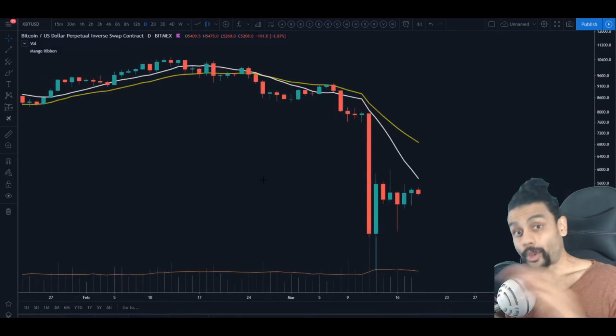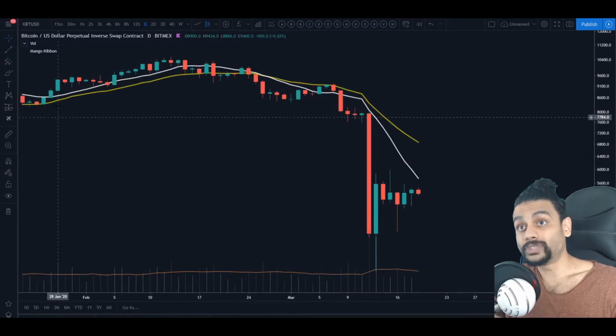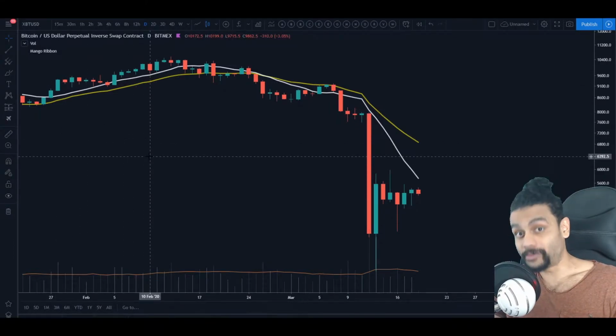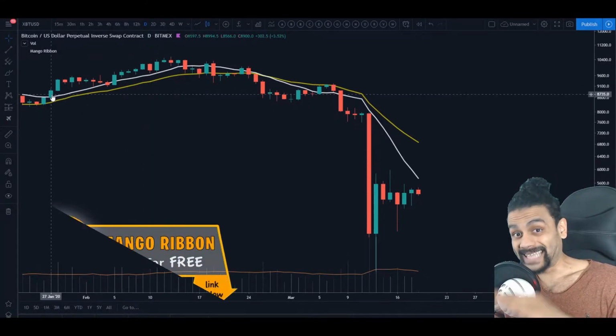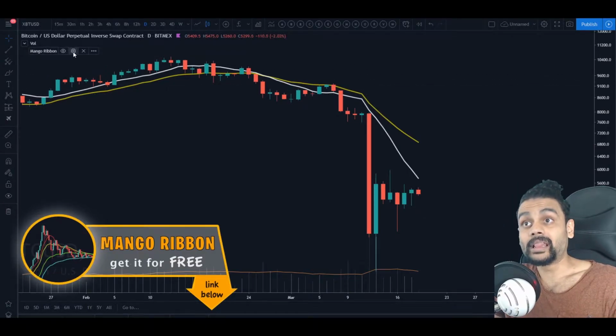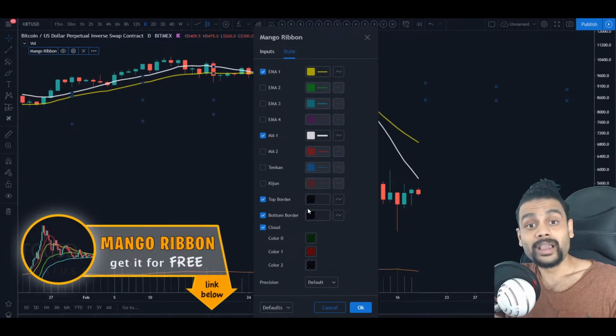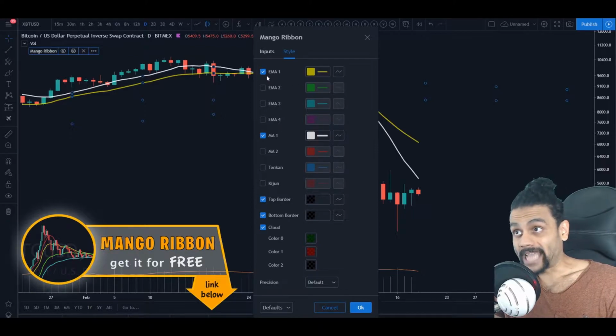Okay, so in the last video I showed you guys how to set up the Mango ribbon to display the moving averages that you are interested in. Remember, the Mango ribbon is a convenience indicator that allows you to set up to 4 exponential moving averages, 2 moving averages, and a few other things related to the Ichimoku cloud as well. Currently, I have only 1 exponential moving average activated and 1 moving average activated for the purpose of this video.